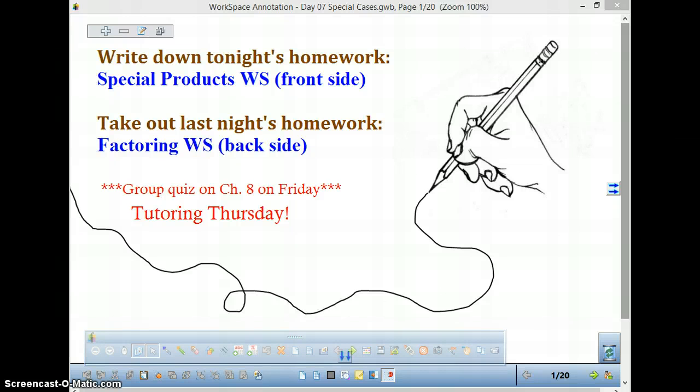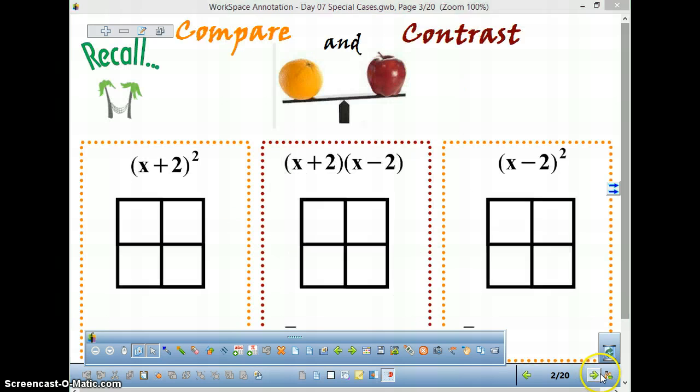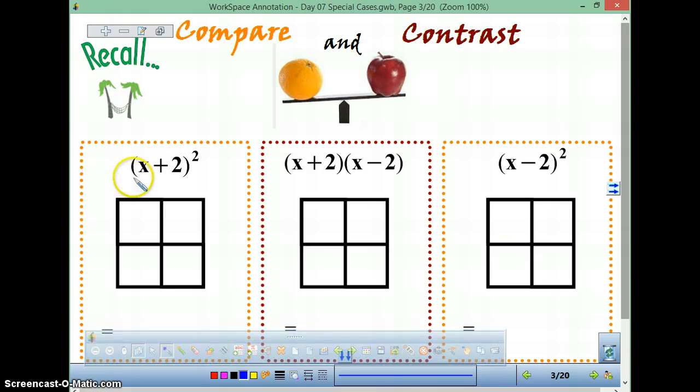So here's the homework for today. We are going to skip to right here. This is just a quick review. Do you remember how to multiply polynomials? First of all, do you remember what x plus 2 squared means? It means x plus 2 times x plus 2.